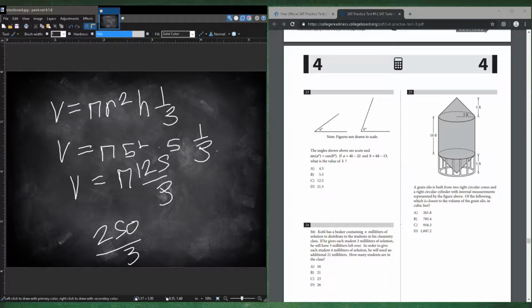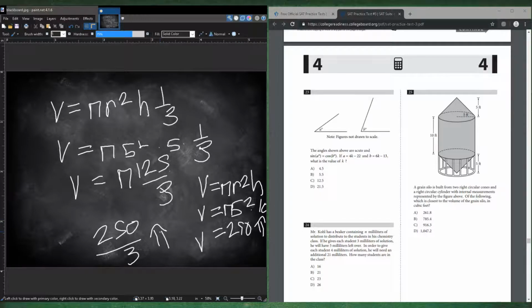And now you need to find the volume of the cylinder. The volume of a cylinder is just without the 1/3. So it's just pi radius squared times height. The radius is 5 because it's shown right here. So it's 5 squared times the height, which is 10. Use your calculator, 5 squared times 10 is 250. So the volume is 250 pi. So you add them together: 250 divided by 3 plus 250 is 1000 divided by 3, times pi. And now you just multiply the pi and you get 1047.2. So the answer is D.